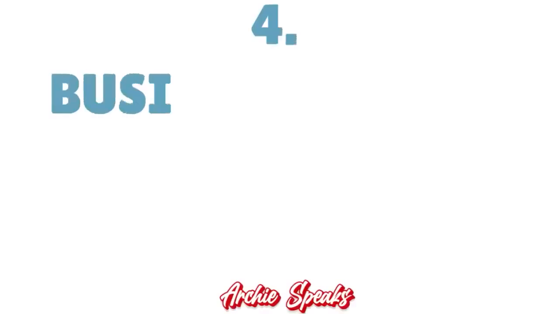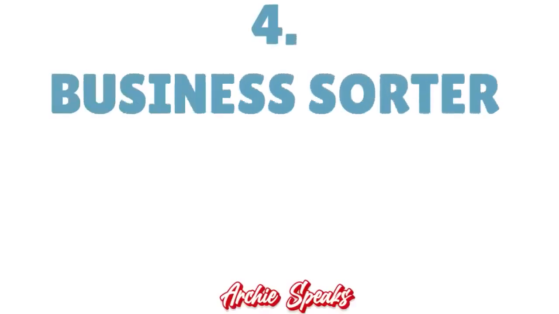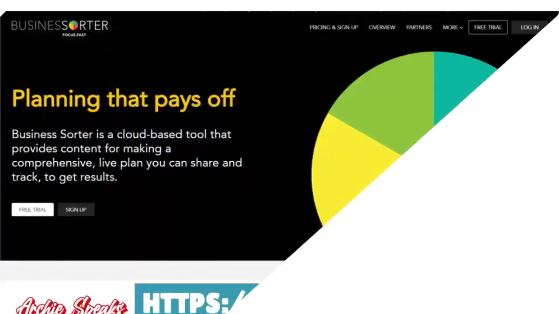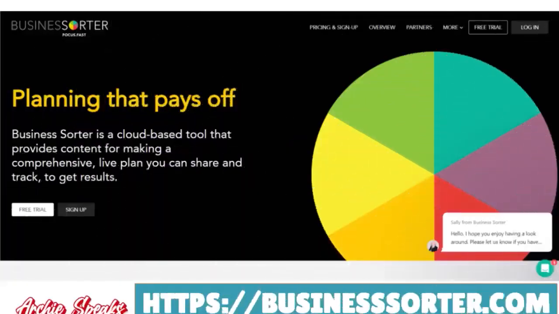Number 4, we have Business Sorter. I scored it 9.4 over 10. So when you think about Business Sorter, I want you to think about a tool that is great for large teams, especially if you are trying to create an investor pitch deck really fast. We love the fact that Business Sorter gives you all the capabilities, and all the templates also, to help you create your winning pitch deck for investors.